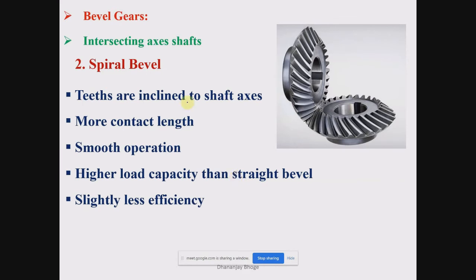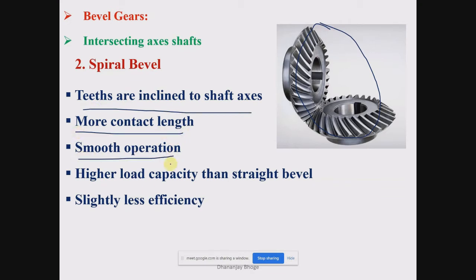In case of spiral bevel gears, with the teeth difference तुमच्या लक्षात येईल. Teeth are inclined to the shaft axis. We get more contact length, smooth operation, higher load carrying capacity than straight bevel gears, but due to increased sliding action, efficiency is reduced. Okay, it is similar to the helical gears.